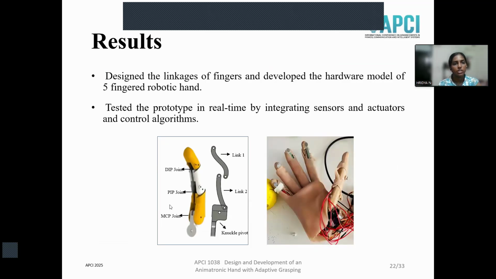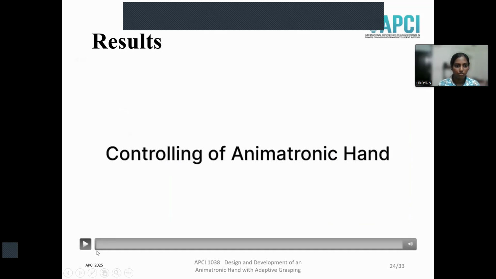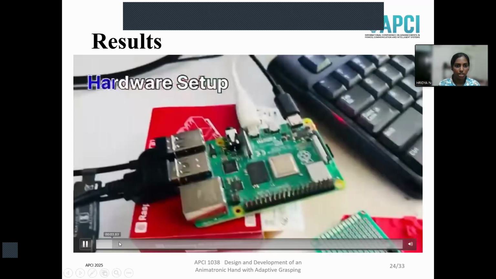So the results include designing the linkages of the finger and developing the hardware model of the 5-finger robotic hand, and testing the prototype in real time by integrating sensors, actuators and control algorithms. The experiments were conducted on the sponge ball object and it was successfully grasped. This is the video showing the controlling of animatronic hands.